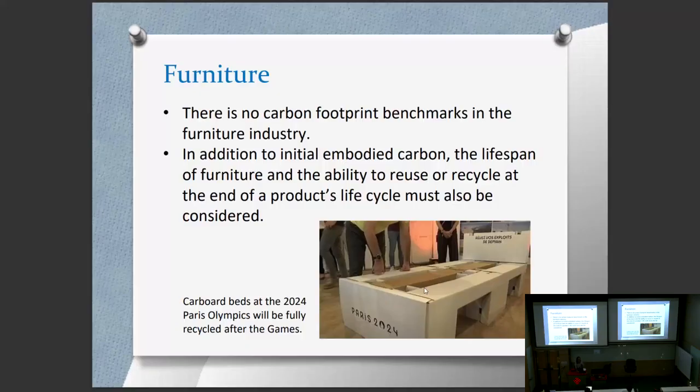So you use bamboo as a material. It seems to be a good choice, a low carbon material. But if you only use it for a few years and then throw it away and replace it with a new one, then the whole carbon footprint of the building could be high because of this. Just like the example that I used earlier for the straw.